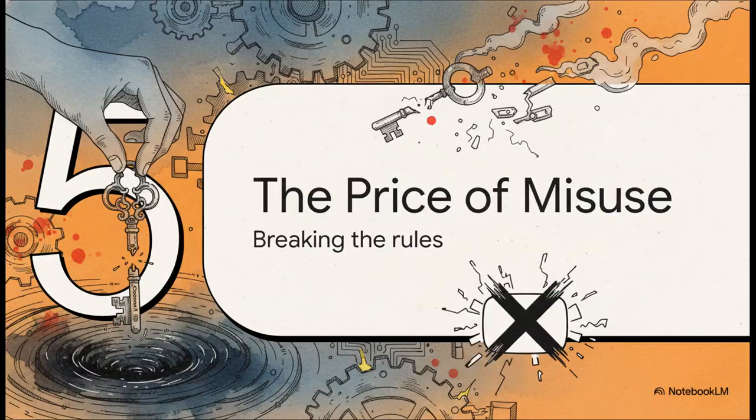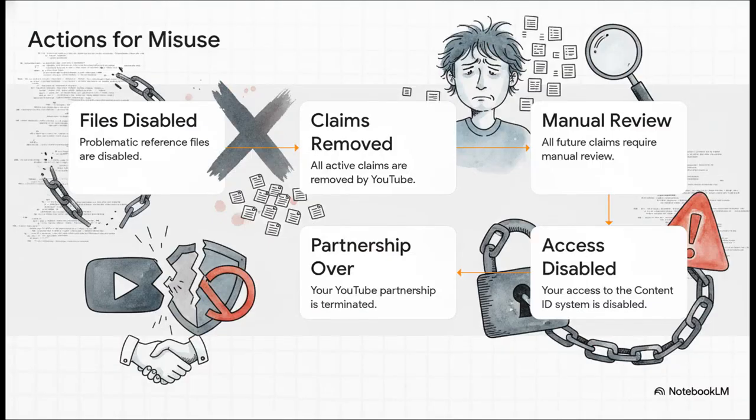Simple as that. So we've gone over all the rules, the right way to do things. But what happens if you get it wrong, whether it's an accident or on purpose? See, access to Content ID is a privilege, not a right, and YouTube takes its misuse very, very seriously. And look, the consequences escalate fast. It might start with just disabling one problematic file. But if you keep messing up, YouTube could wipe all your active claims, force you to manually review everything from then on, or even disable your access to Content ID completely. And in the worst cases, they can terminate your entire partnership with YouTube. The stakes here are incredibly high.